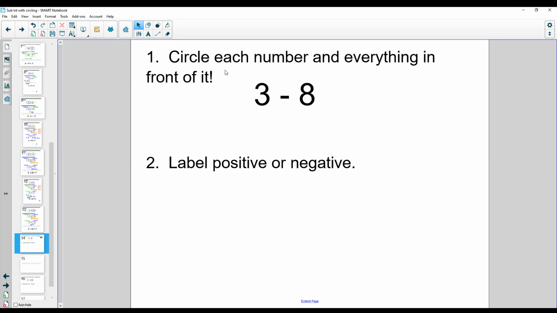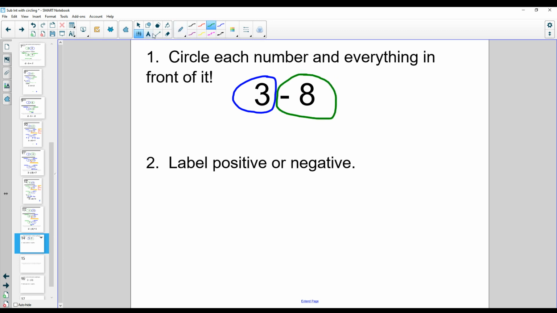Today we're going to talk about subtracting integers. So the first thing you need to do is circle each number and everything in front of it. So the first number I see is 3. The next number I see is -8. So it says circle everything in front of it. So I circle everything in front of it.